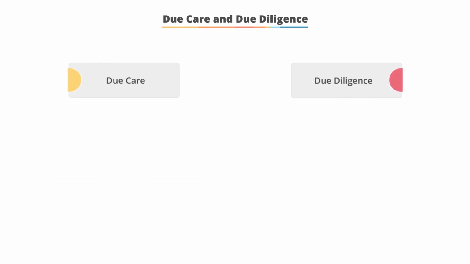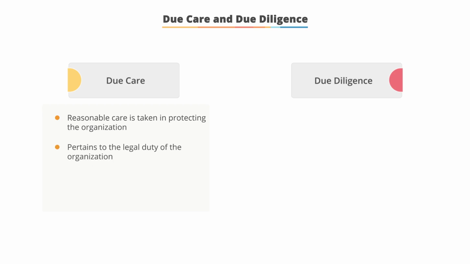Due care and due diligence. Two different terms. You need to make sure you understand the difference between the two of them. Due care: taking responsible care in protecting the organization. It is a legal term. It pertains to the legal duty of the organization. Lack of due care is considered negligence.